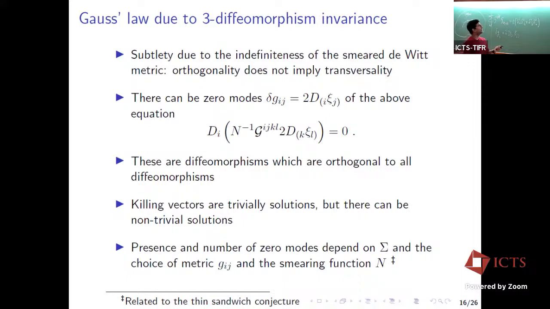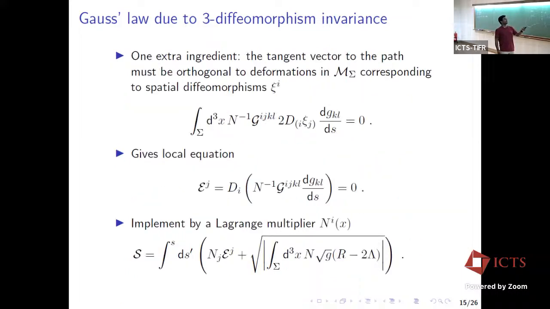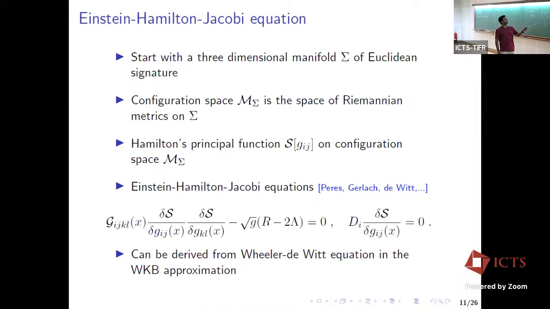In particular, there can be 0 modes of the above equation here which are not just Killing vectors, for example, which will satisfy this equal to 0, or just z equal to 0. If this G^{ijkl} were positive definite, then the only solution to this equation would have been z equal to 0, or Killing vectors if they are present. But because G^{ijkl} is indefinite, that can be seen by a similar argument to what I did earlier here.